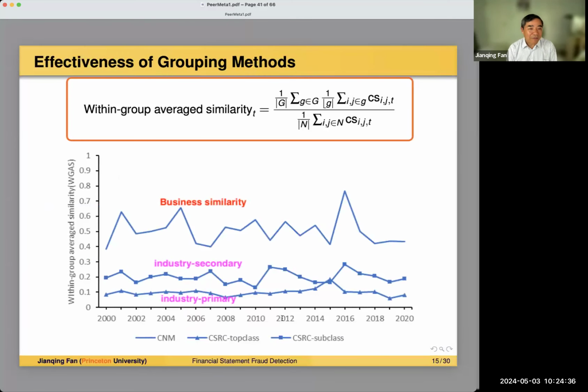And we measure the effectiveness of the grouping methods. Basically, it is the within-group average similarity over time T, which is concretely defined here. It's really just the between-group average divided by the total average. Using this definition, our measure certainly has a higher score in terms of within-group similarity than industry-based groupings, whether based on the primary or the secondary classification.